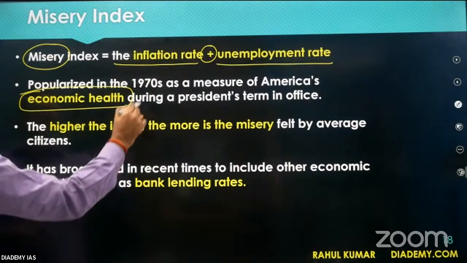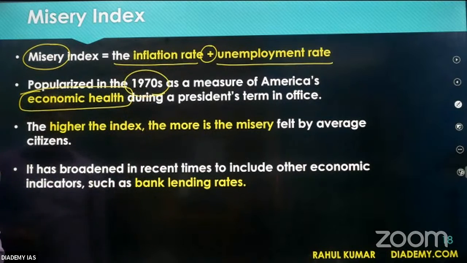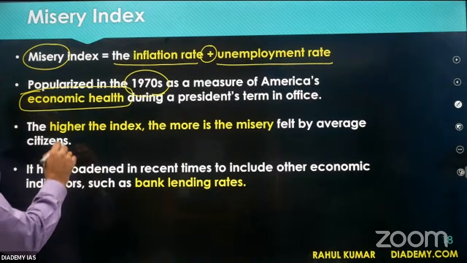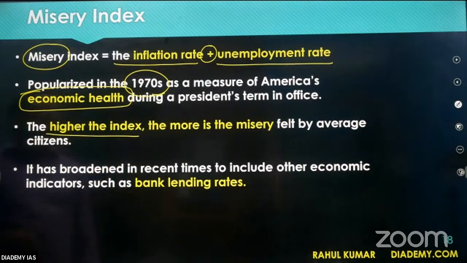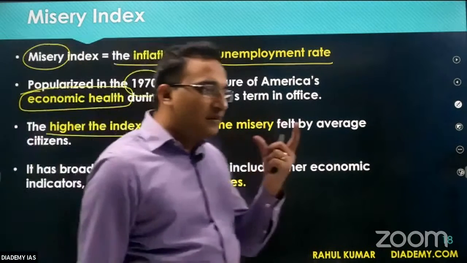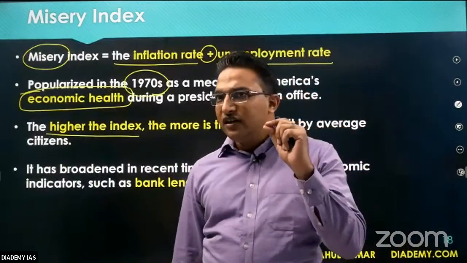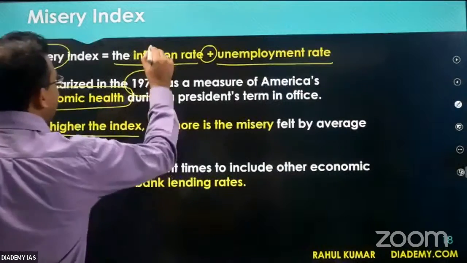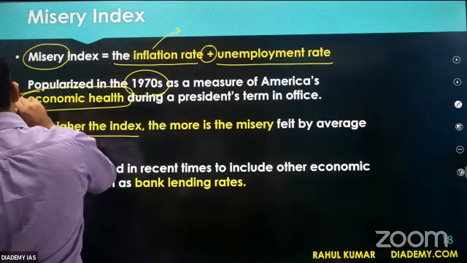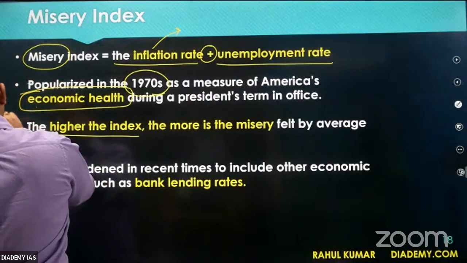Right? It was introduced in the 1970s in America, and based upon this index, the misery can be calculated. What is misery? Misery means citizens are facing the problem. Because if we see inflation, what is inflation? Inflation is actually also called as unlegislated tax. Do you know about it?